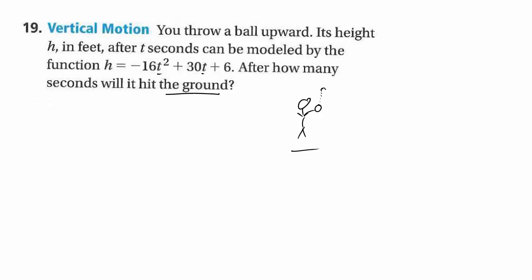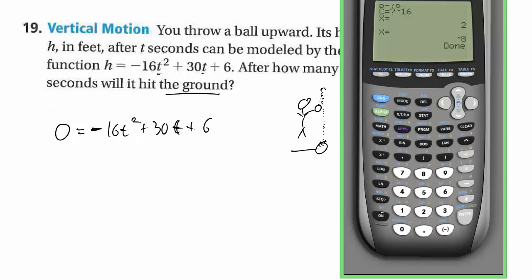You throw the ball up, what happens? Balls go up, and then eventually gravity brings them down. Well, when you hit the ground, what is your height? Your height is 0. So this is actually what we're used to. 0 is equal to negative 16t squared plus 30t plus 6. And so we just still have a quadratic equation, and let me solve that.